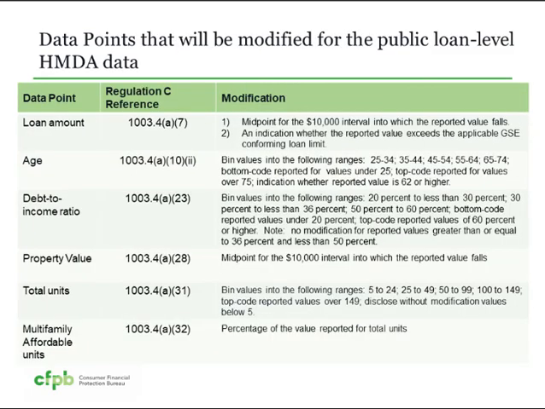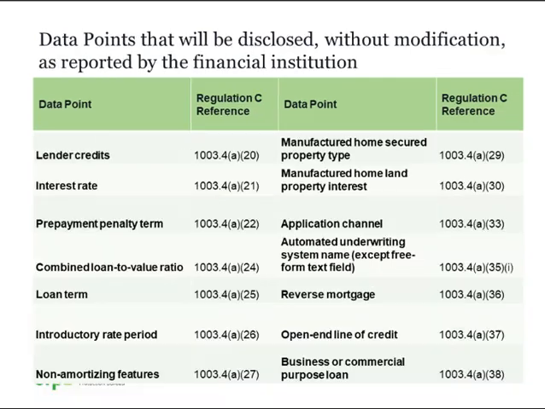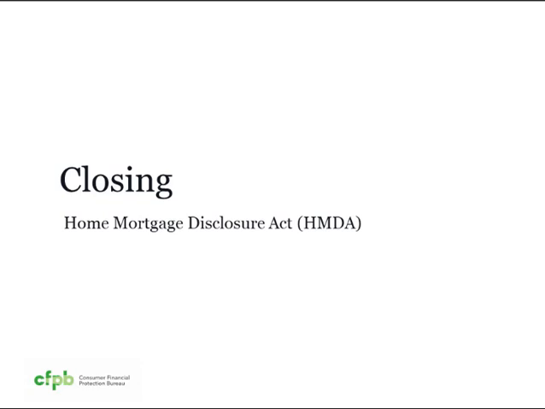The Bureau intends to modify the following data prior to making them publicly available: loan amount, age, debt-to-income ratio, property value, total units, multifamily affordable units. The chart on this slide shows the modifications the Bureau intends to make to these data. Lastly, this slide and the next slide show a list of all the data the Bureau intends to make publicly available without modification.